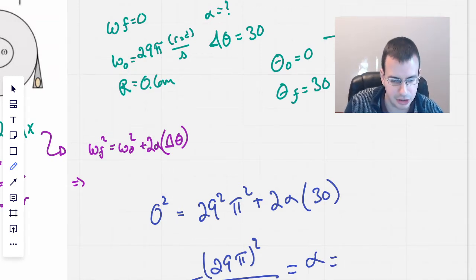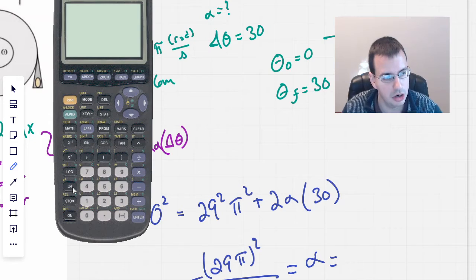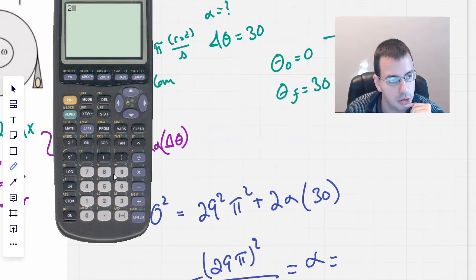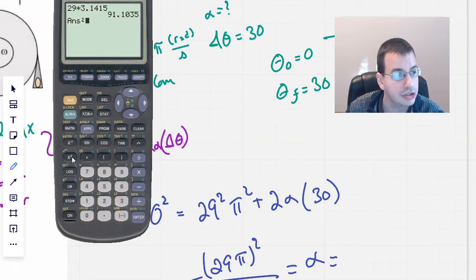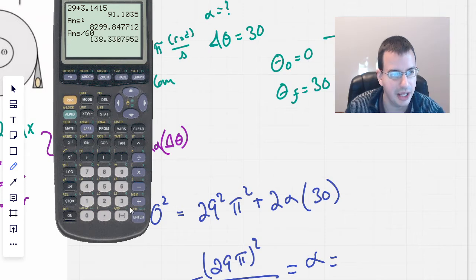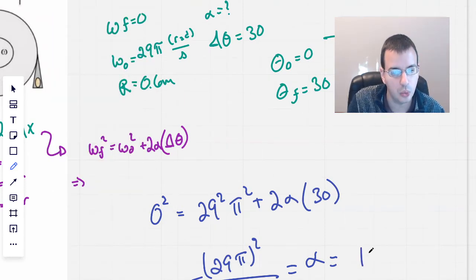All right, I think I can do this on my calculator. 29 times 3.1415. I know there's a pi symbol somewhere. I don't use it. Right there. Quantity squared divided by 60. I'll just do the negative in my head. So we have 138.